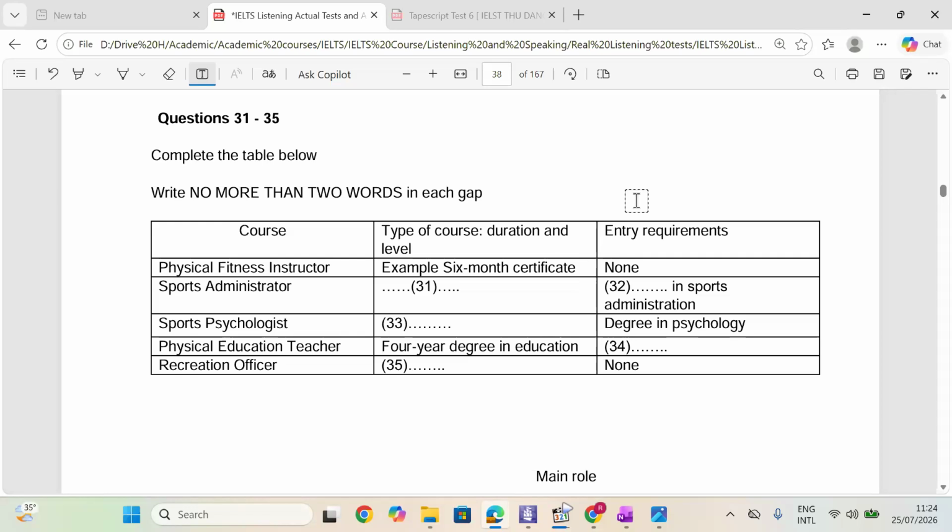Now, for physical education teachers, we offer a 4-year degree in education. This degree course is designed for preparing students to teach in primary and secondary schools and needs no prior qualifications, as it is entered directly by school leavers. And lastly, for the recreation officers course, we offer a 6-month certificate. Entry to this course normally includes applicants of a wide range of ages and experiences, but we do not insist on any prerequisites for this course.